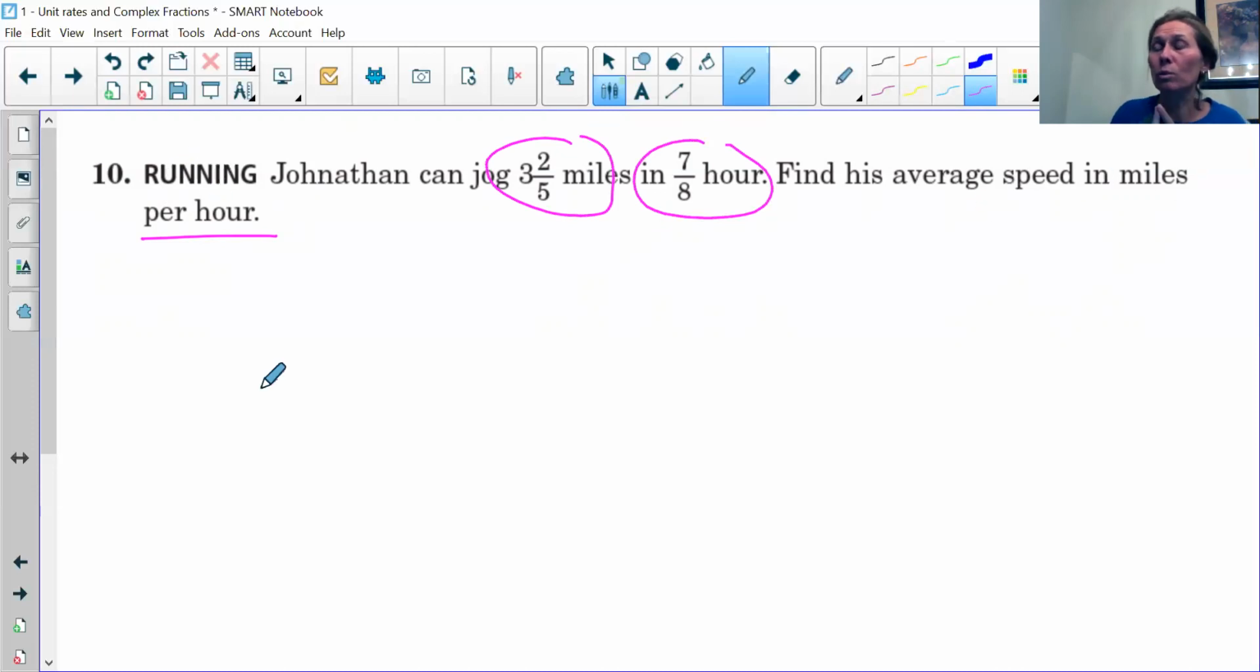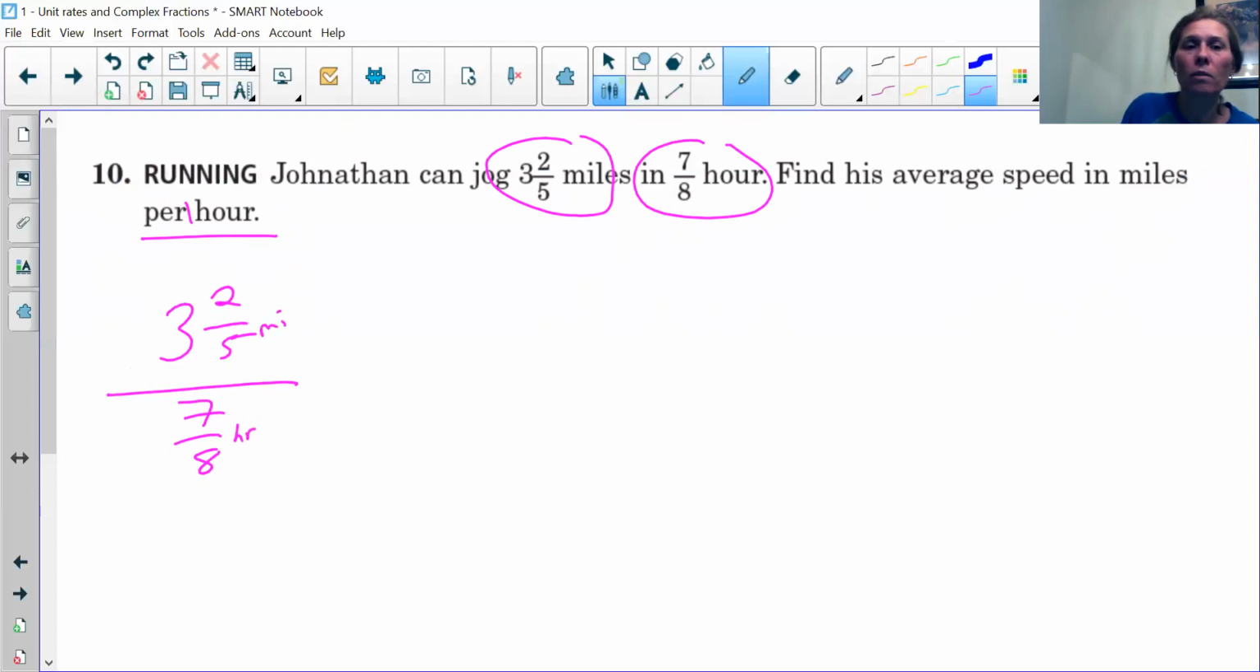What does he want 1 of? He wants 1 hour. So our hours has to go on the bottom. So I'm going to do 3 2/5 divided by 7/8, because hours has to go on the bottom. All right. So let's do it.